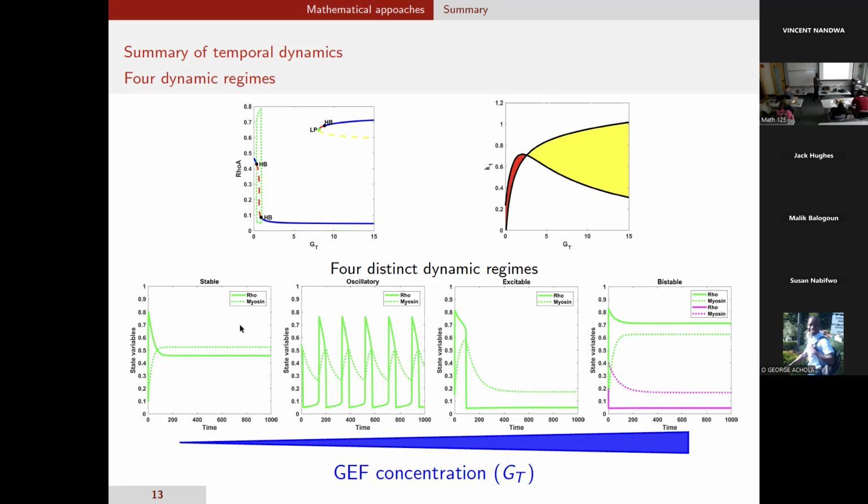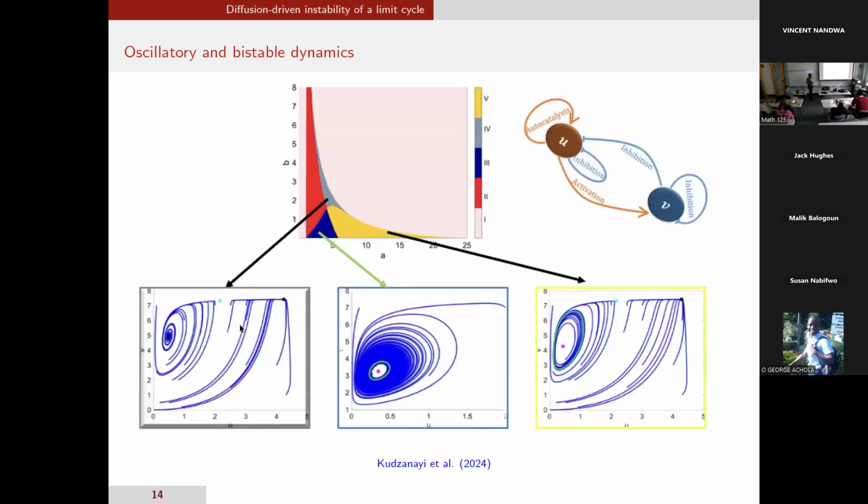As I said, the current focus is trying to dig deeper into these bistable regimes and then oscillatory regimes. I just summarize here from Kusanai's work. These are the three regimes I'm digging into: we have bistability, we have oscillatory dynamics, and then here we have existence of oscillations and stable steady states. I'm going to focus more on this part, where we need to understand the effect of diffusion on these stable limit cycles.